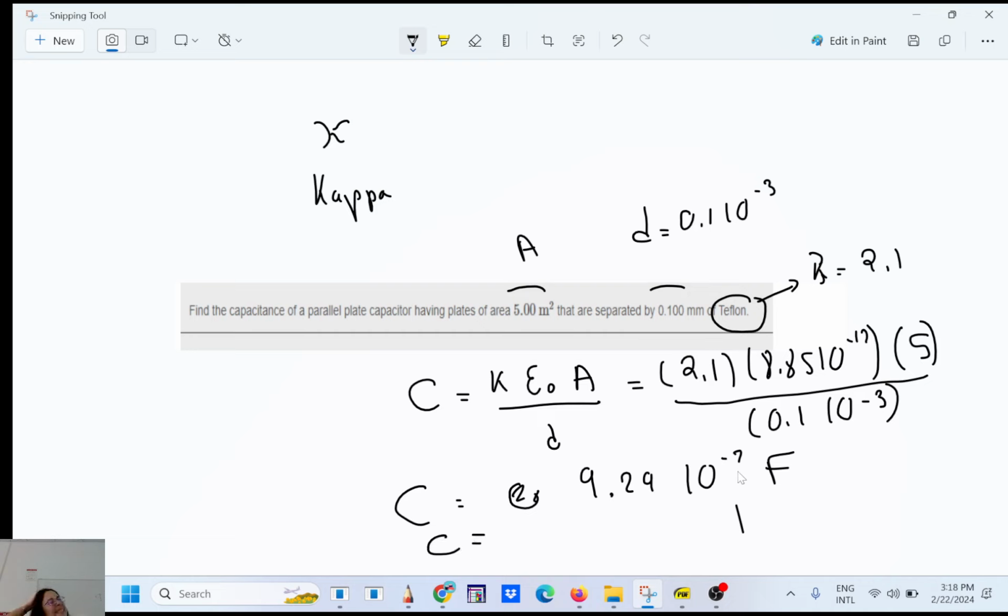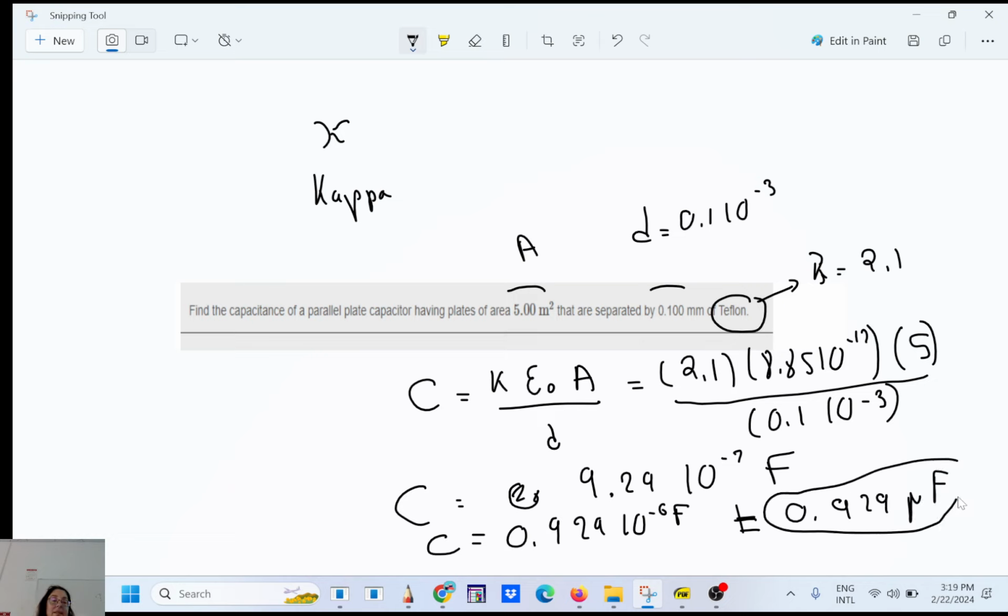So you multiply by 10, so you divide by 10. So it's going to be 0.29 times 10 to the negative 6. So that's going to be 0.929 microfarad. Okay? Yeah.